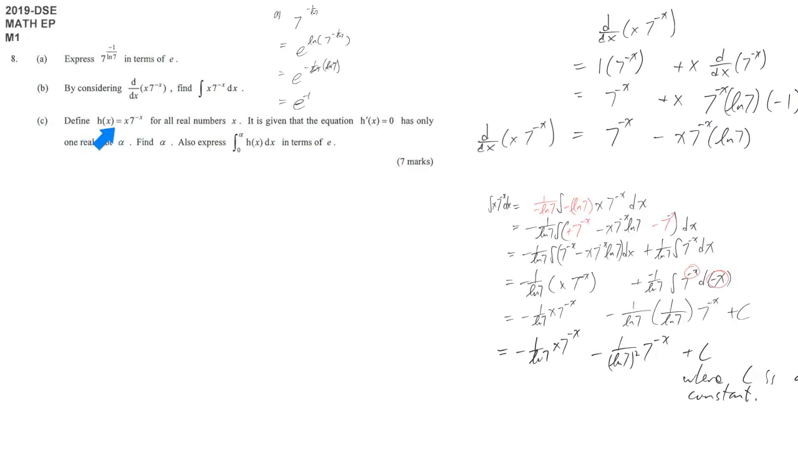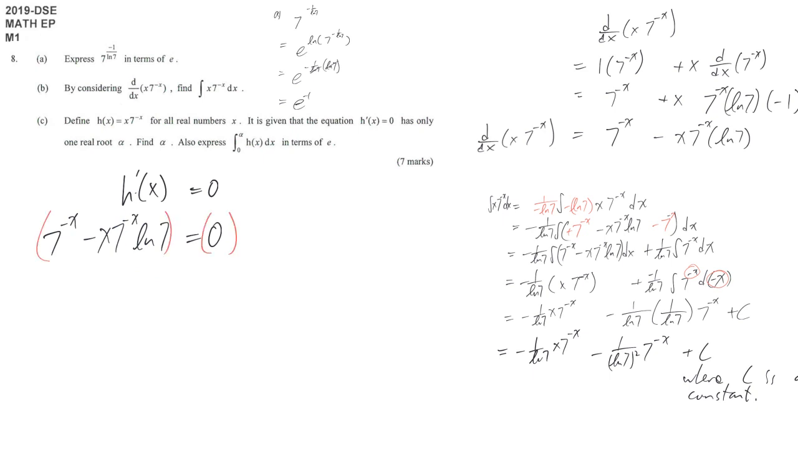Part C, they say h(x) is this item, and then they say after differentiation, when it's equal to 0, only one root fulfills the requirement. So they are talking about h prime x equal to 0. Based on our calculation, h prime x means this item, so we just write it down. They say only one root for this equation, and then we just try to solve it.